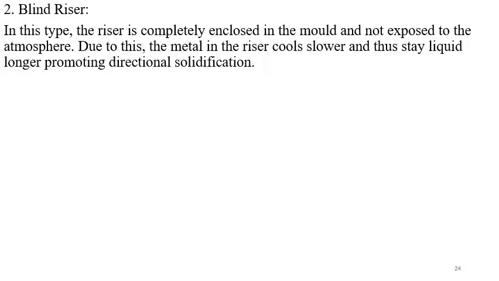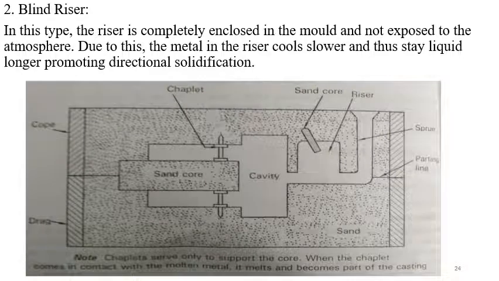Second one, the blind riser. In this type, the riser is completely enclosed in the mold and not exposed to the atmosphere. Due to this, the metal in the riser cools slower and thus stays liquid longer, promoting directional solidification. You can see this riser. This is a complete one. Actually, your object is this one.